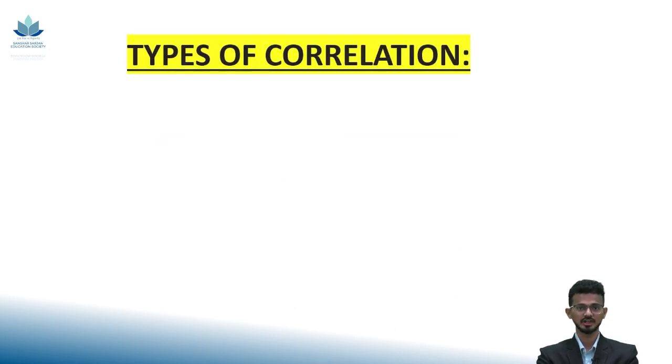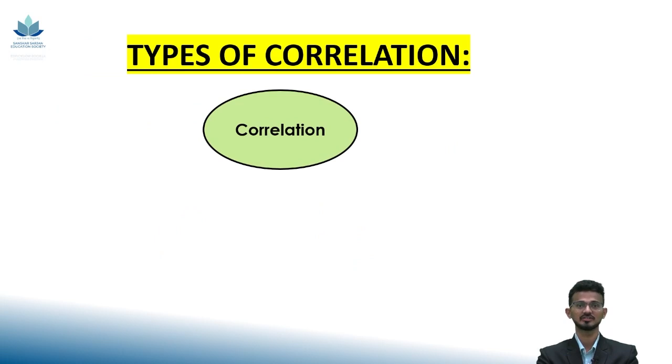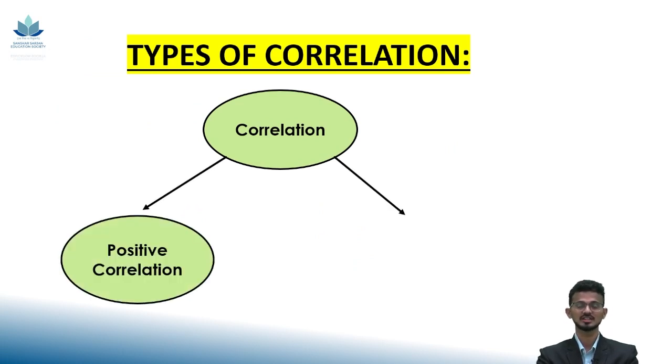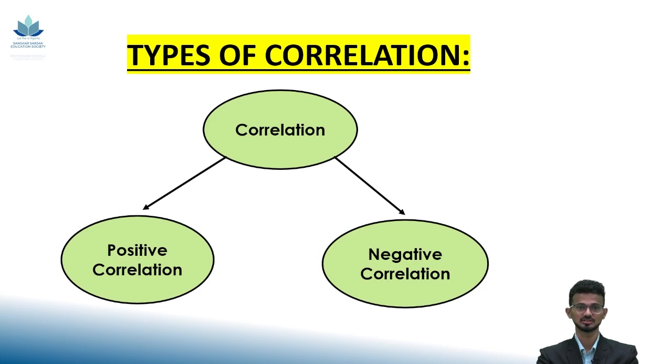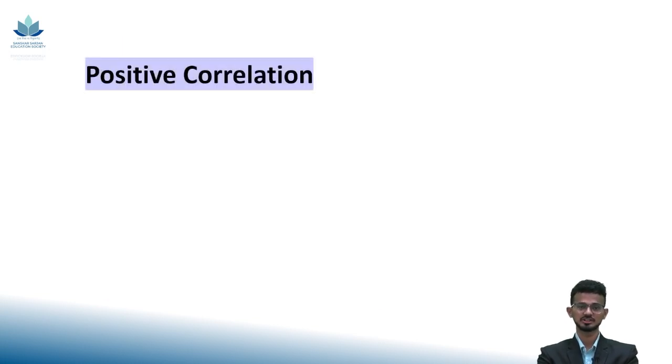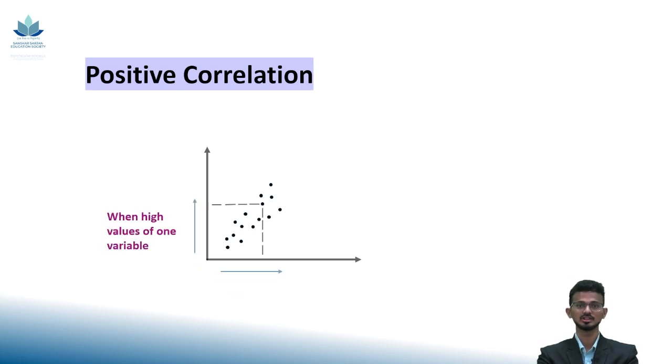On the basis of the trend between the two variables, correlation analysis is classified in two ways. First is positive correlation and second is negative correlation. Let's understand what is positive correlation. If we plot a point on both the axes, it could be seen as one variable value increases, the other variable value also increases in some manner. Then the correlation is called positive correlation.